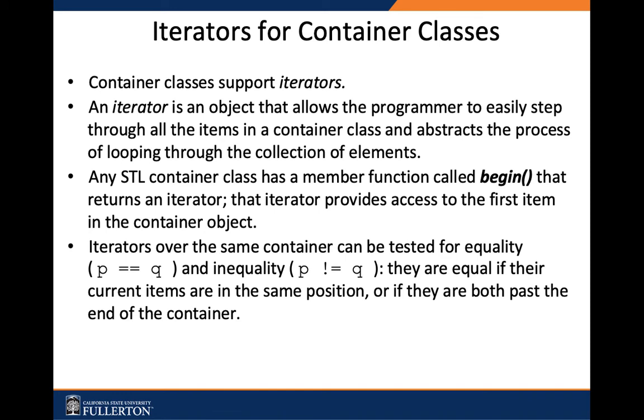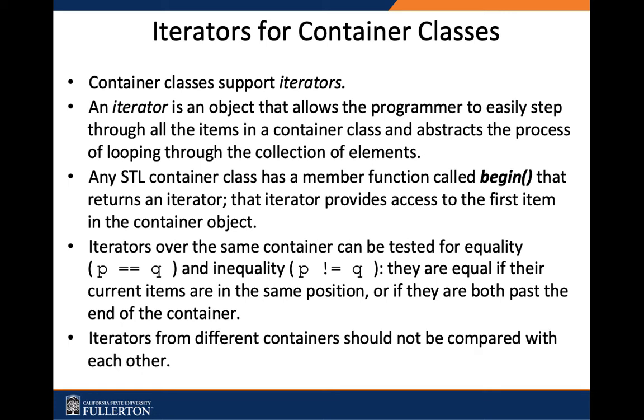Iterators over the same container can be tested for equality using the equal operator and inequality using the not equal operator. They are equal if their current items are in the same position, or they are both past the end of the container, and you will see that. There are other operators, but their result is undefined behavior, so better not use them. So just use the equal and not equal operators. Our examples will be using only the two.